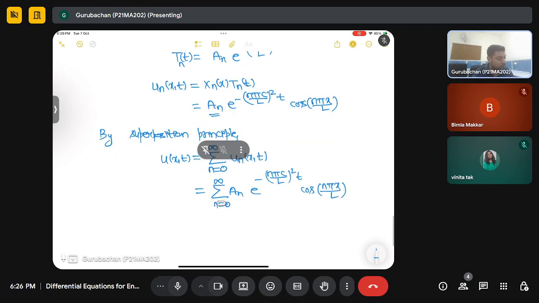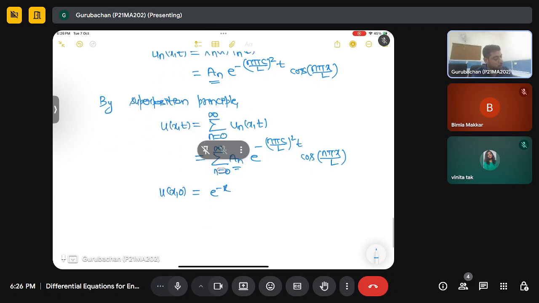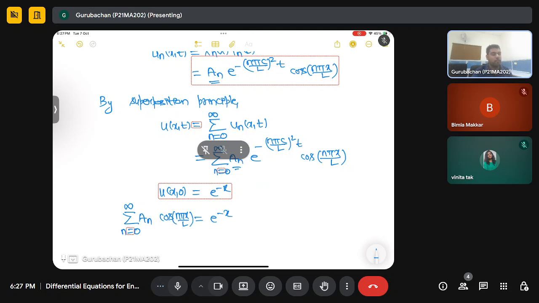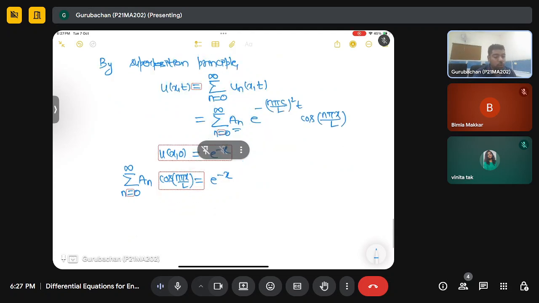Okay, next we have to find out this a_n constant. So we will use the given condition that u(x,0) is e to the power minus x. That means the summation from n equals 0 to infinity of a_n cos n pi x by l is e to the power minus x. Now we will use the orthogonal property of these cos functions.